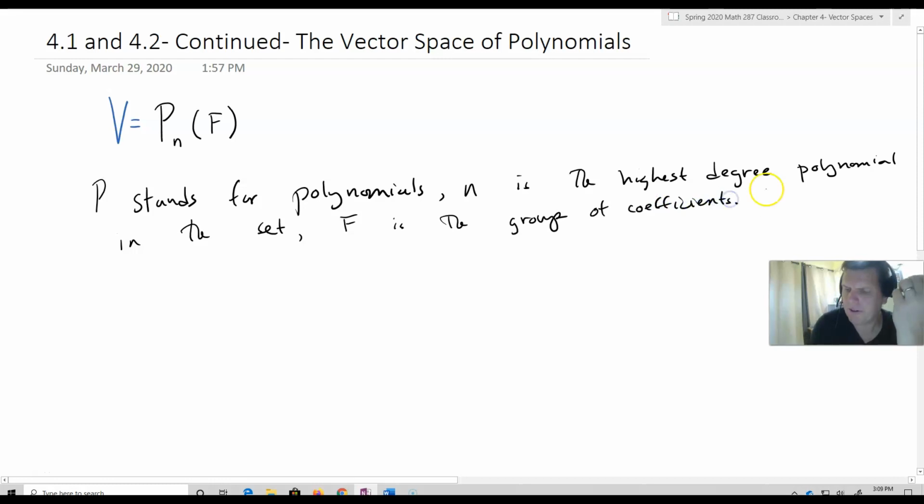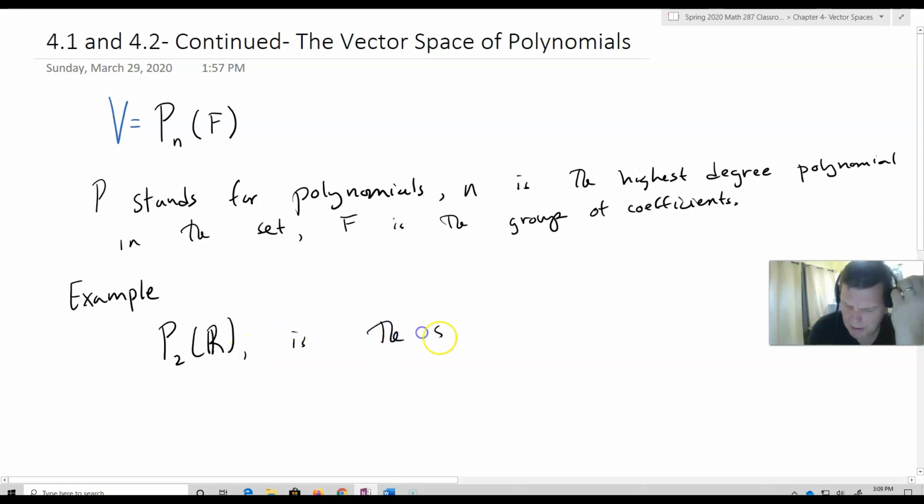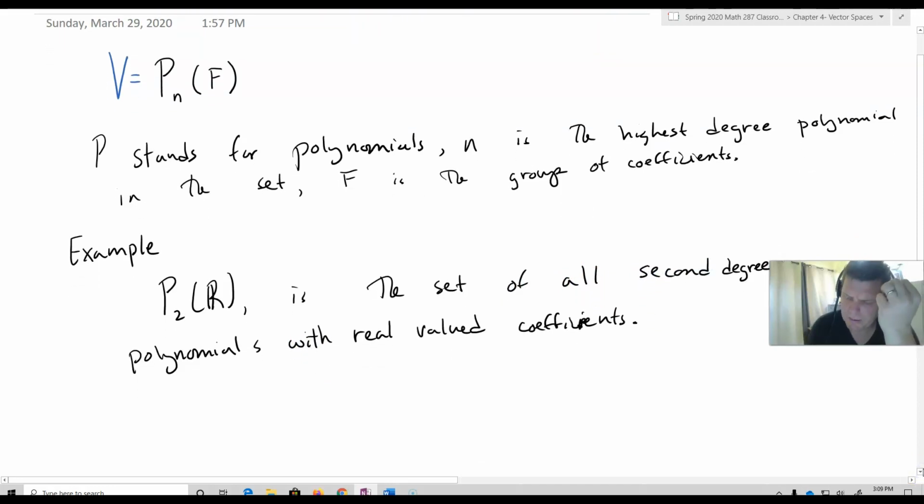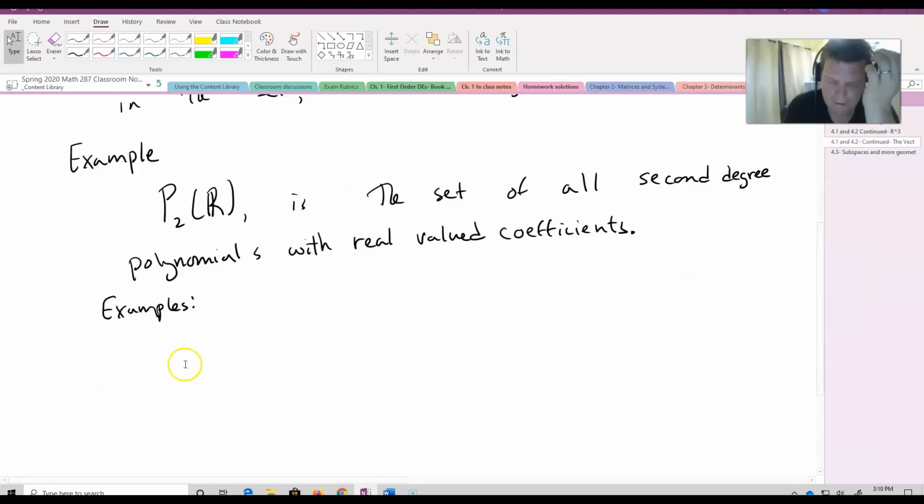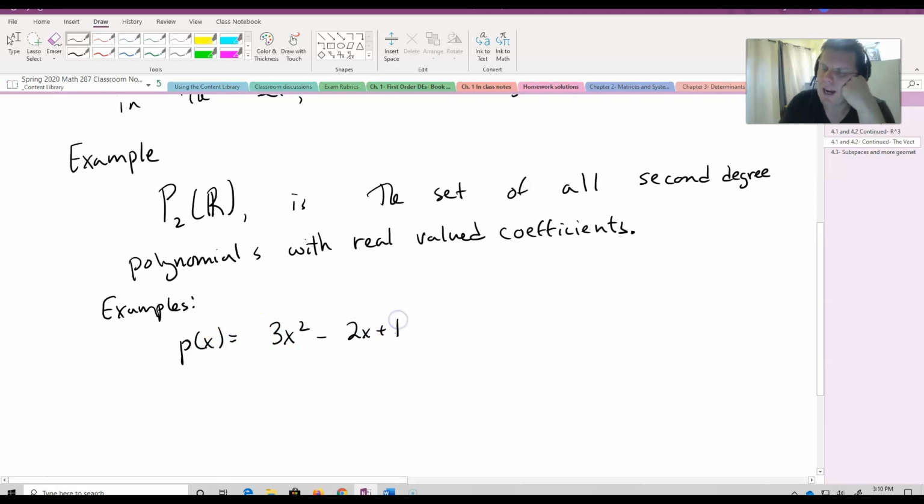So what are the coefficients for each polynomial? Okay, so for example, we write it as, say, P2(R). It's the most common one. So this is the set of all second degree polynomials with real valued coefficients. For example, 3x squared minus 2x plus 1. That is, in fact, a second degree polynomial with real numbered coefficients. 3, negative 2, and 1 are real numbered, all right?